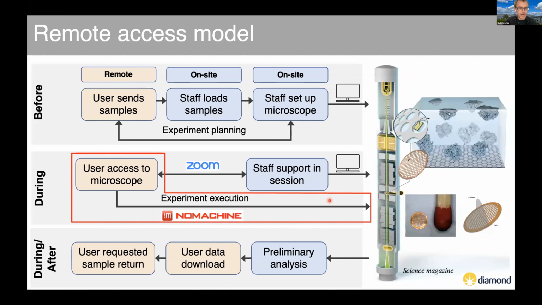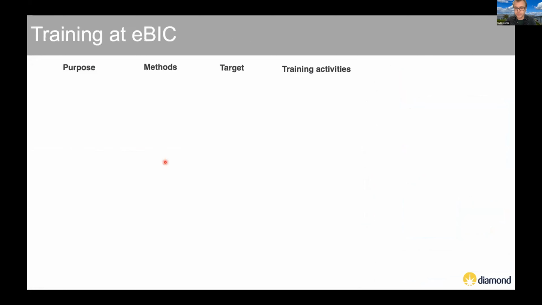Now, on to training, where we spend most of our time in this section. Yes, we hand over control to the user, but we want to make sure that when they execute their experiment, they can do that ideally as independently as possible. I believe that this is a good thing, but also efficiently and effectively.